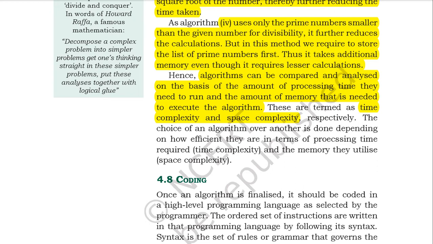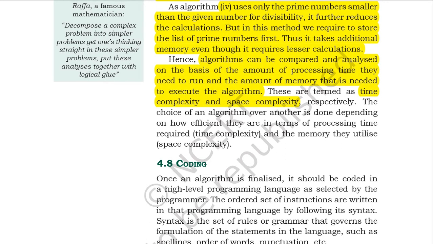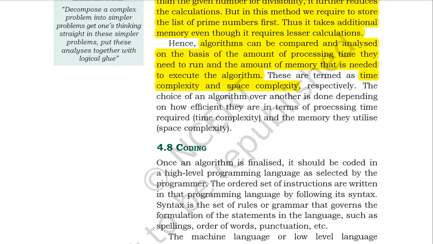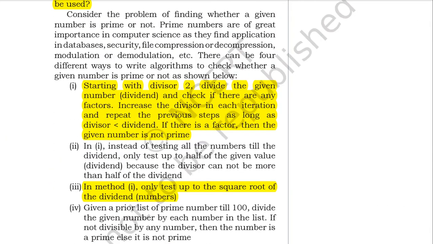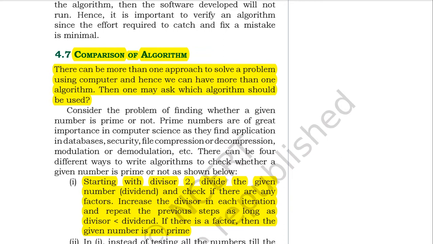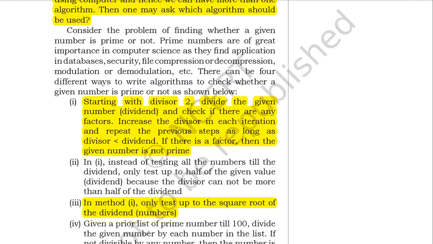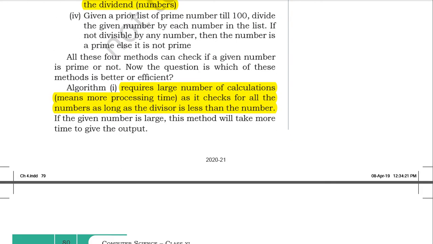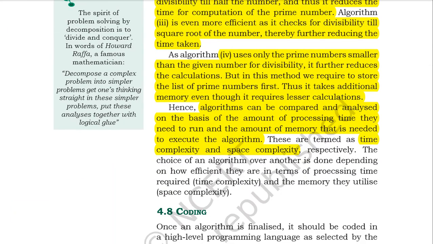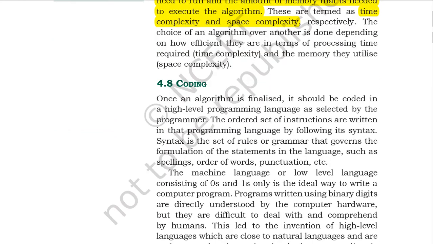The choice of one algorithm over another is made depending on how efficient they are in terms of the processing time required and the memory they utilize, that is, space complexity. This is a very important term, and this section, comparison of algorithms, is very, very important for you. Please go through it properly, read it more than once, and go through all these things line by line. If there is any problem, ask me.